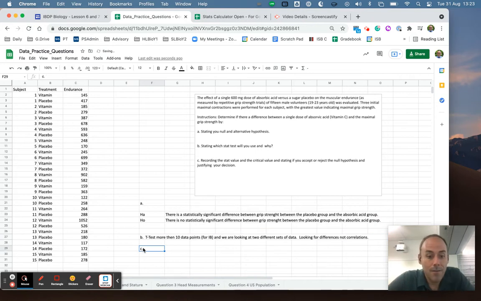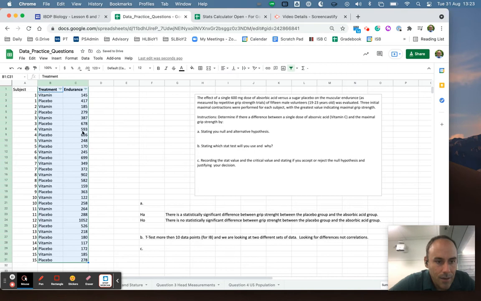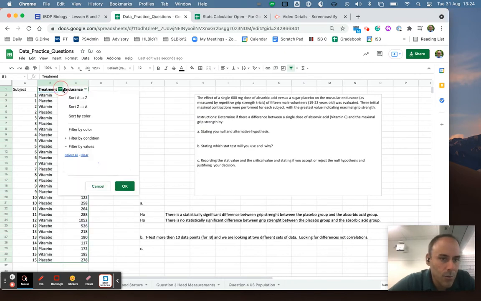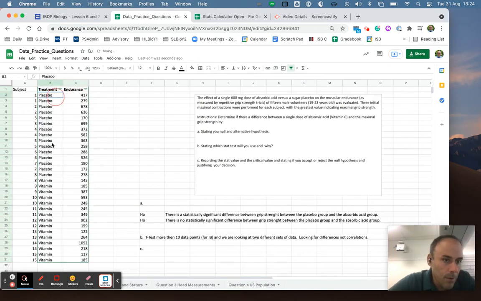Okay, now we got to figure out, is this data significant or not? Now notice it's all kind of mixed up. So here's what I'm going to do. It's a nice little hack here. Highlight those, and I'm going to hit this button that says create a filter. So it's going to create a filter, so I can organize this by high to low, which I don't really want to do for this, or I can organize it alphabetically here, which will, watch what happens. Boom, it puts all of these together and then all of these together. We don't care about the subject person. We're just comparing the placebo to the vitamin groups. All right, so we have this done.